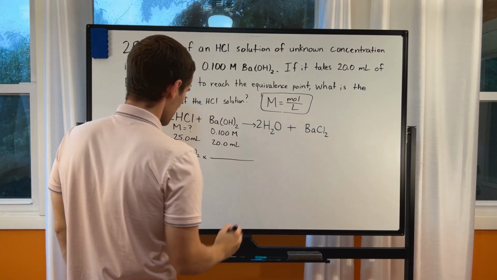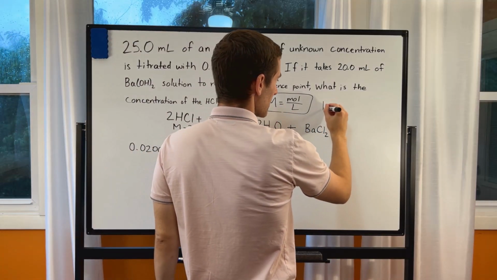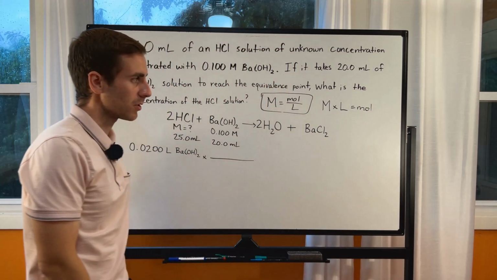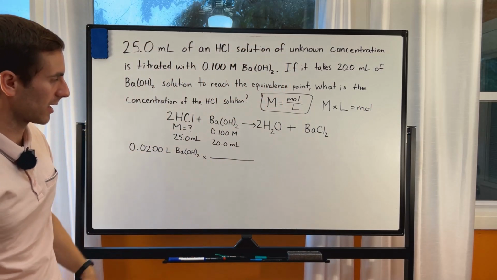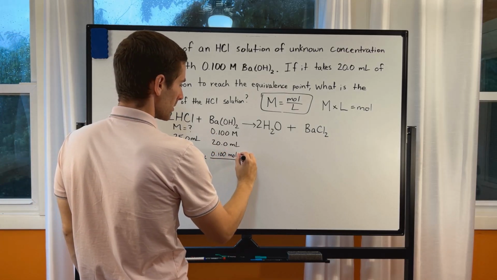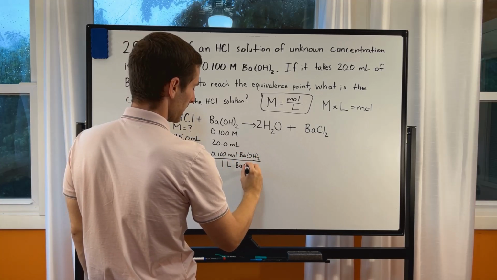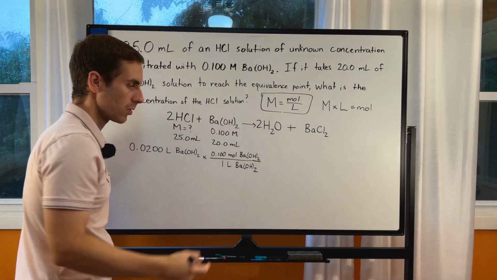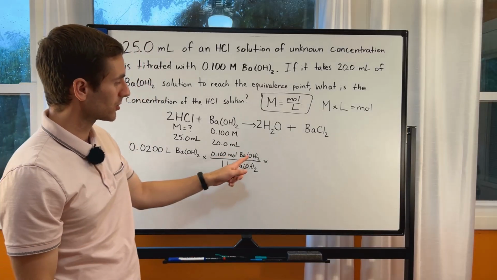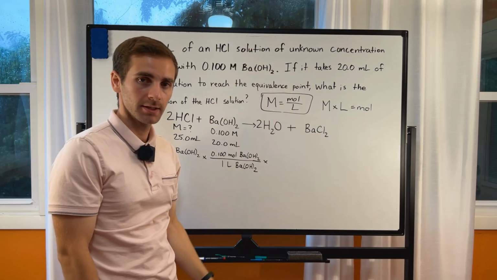And then, again, either way we do it. If you use this equation, you could just say molarity times liters is going to give us the moles. I'm going to do it using dimensional analysis, but it's the same calculation. It's 0.1 moles of barium hydroxide per liter. That's what 0.1 molar means. The liters cancel. I get my moles of barium hydroxide. This is how many moles of barium hydroxide we added from the burette into the flask.